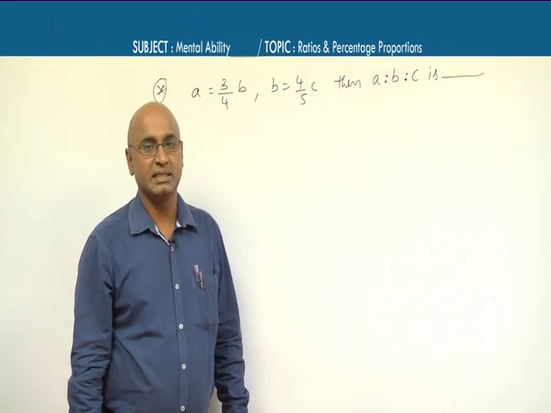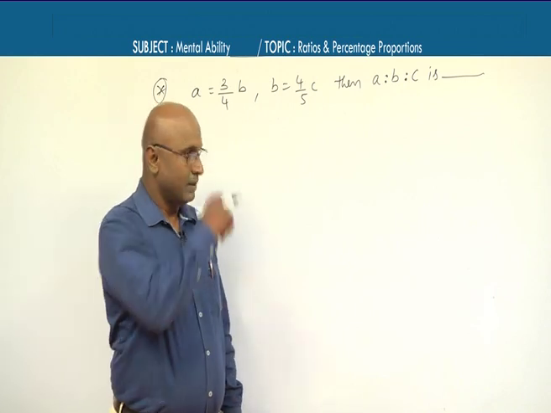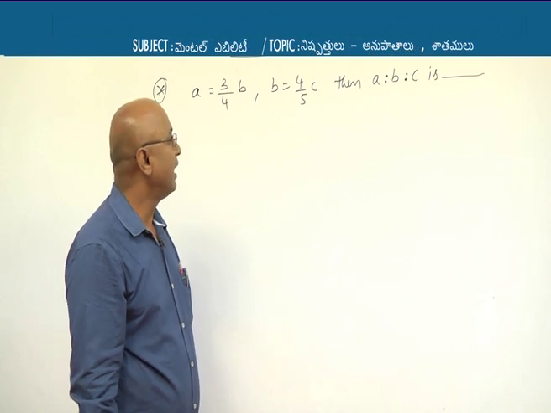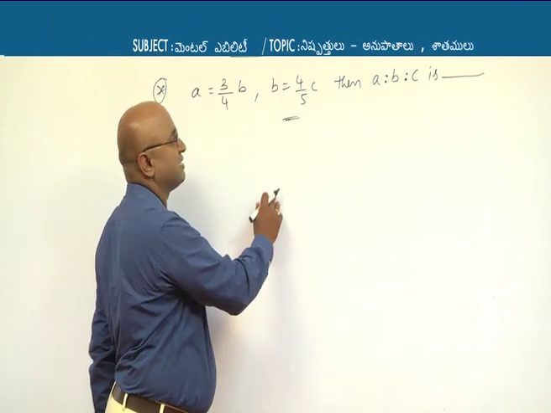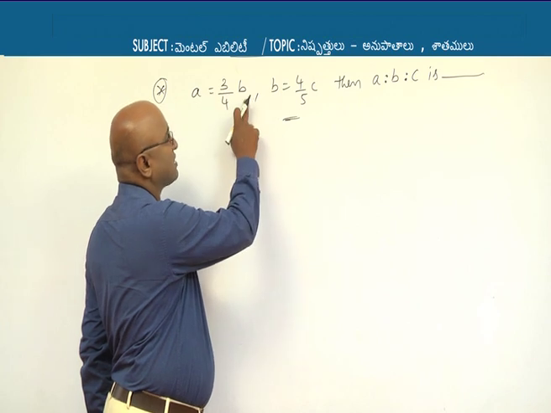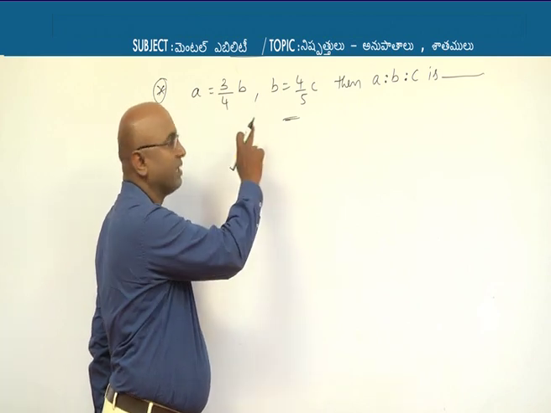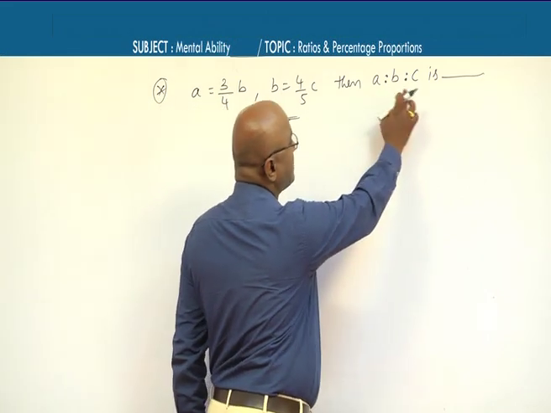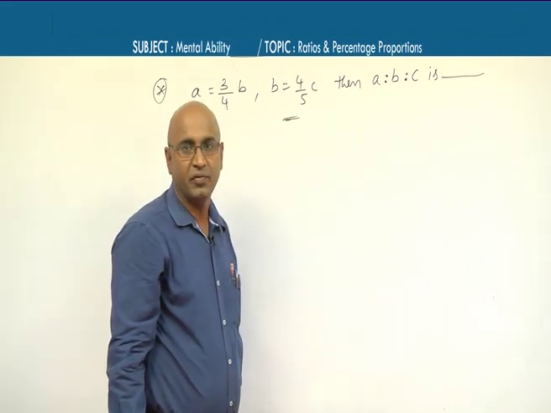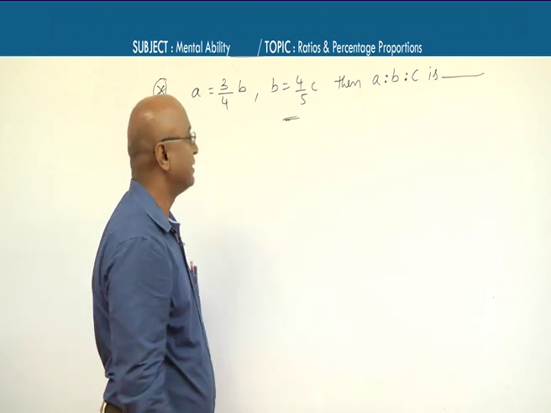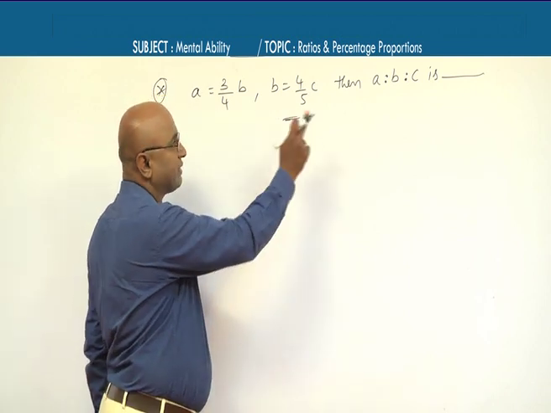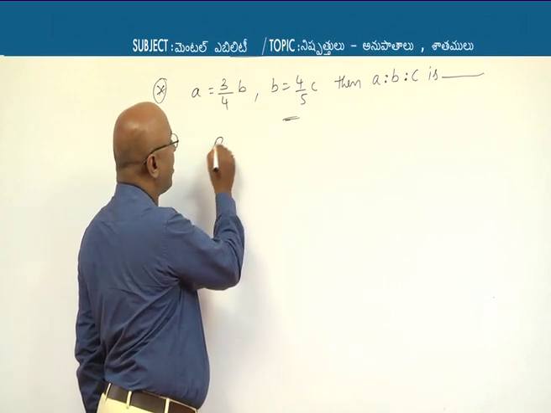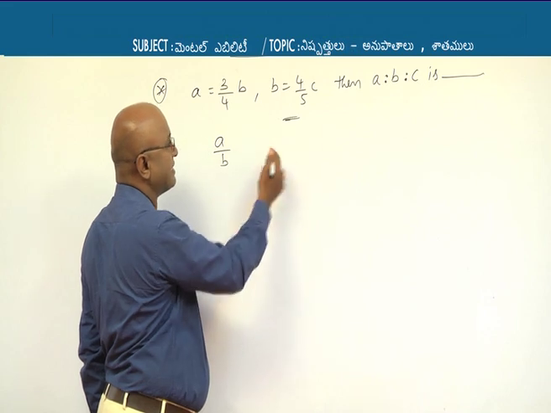And the next problem is, here two expressions are given. A is equal to 3 by 4 B and B is equal to 4 by 5 C. See, here three unknowns are there: A, B, C. What is asked here is the ratio of A, B, C. What is the ratio of A is to B is to C? Now, in order to find A is to B is to C, we have to convert these expressions into the form of A by B and B by C.